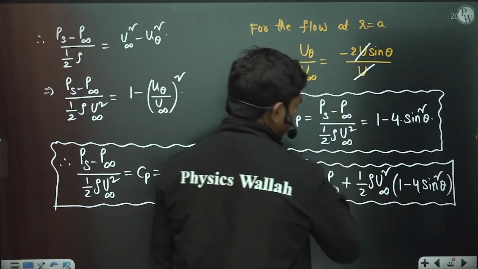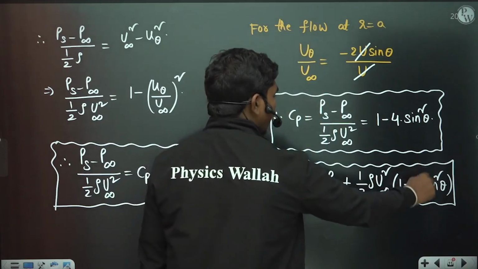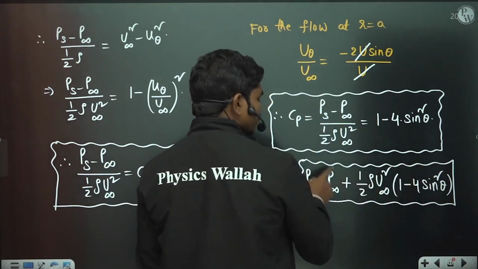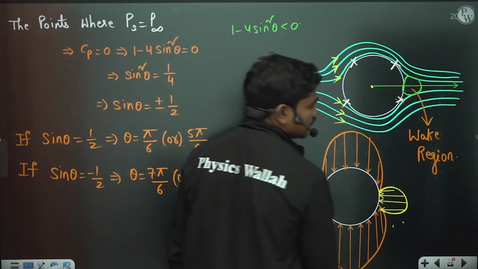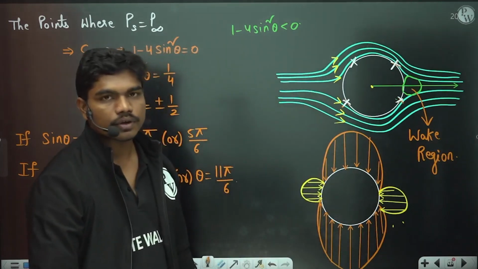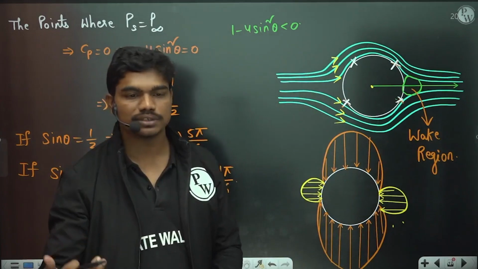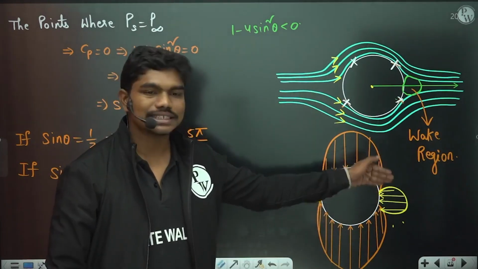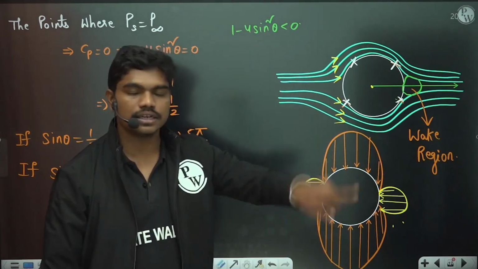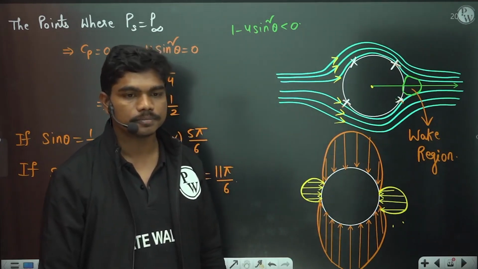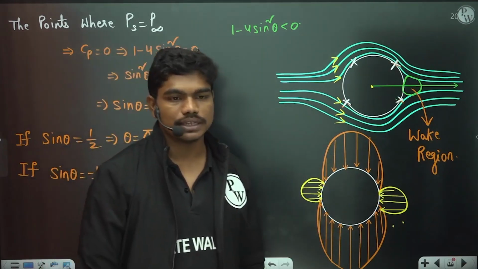Because you clearly got the expression for pressure, it is changing with respect to theta, so pressure actually changes with theta all over. Since sin theta can increase from 0 to pi by 2 and decrease from pi by 2 to 0, that's why pressure can also increase and decrease in this region around the cylinder. Clear?